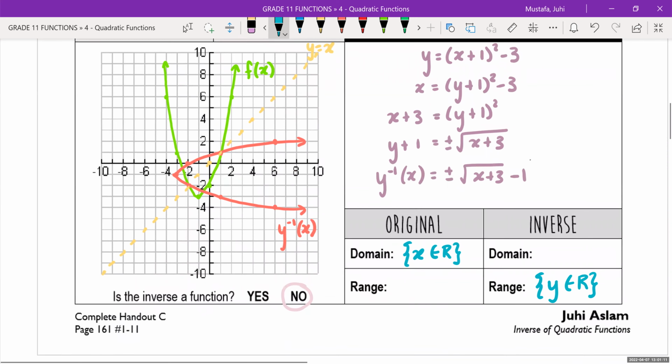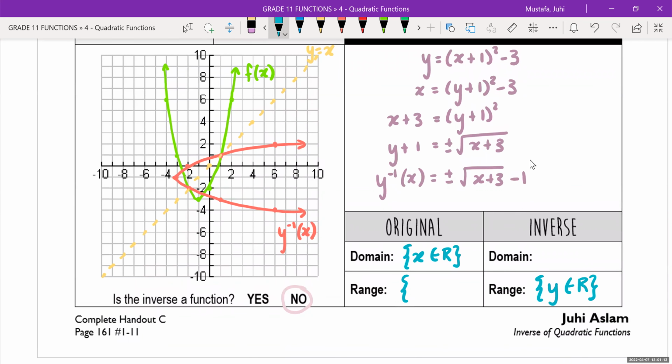And then the range of the inverse, what'd you guys get for that? Y is greater than or equal to -3. And that means the range is going to be x is greater than or equal to -3.